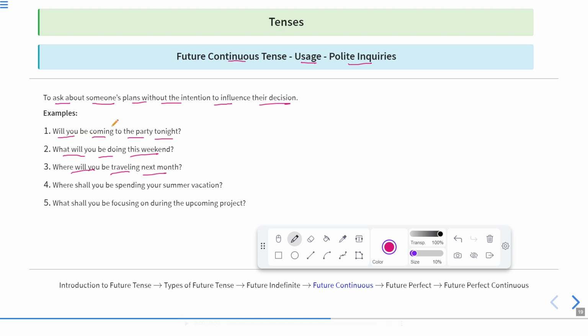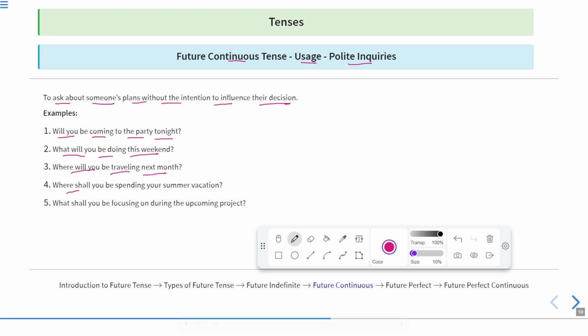Now, here, if you see, will you be coming to the party tonight? This is just a polite inquiry which a person is asking another person whether he's coming to the party or not. So he's just confirming with the other person. What will you be doing this weekend? This is simply a question which one person is asking another to ask what he will be doing this weekend. Where will you be traveling next month? So this is the simple question or polite inquiry which one person is asking another person.